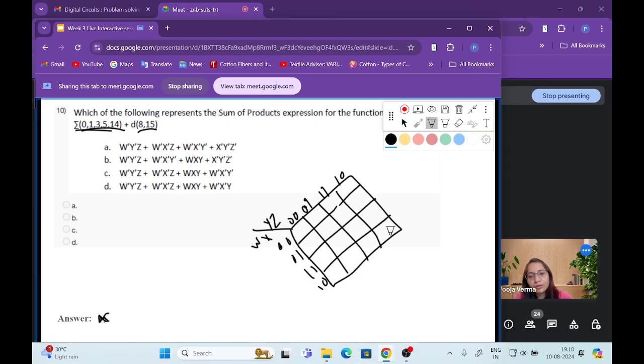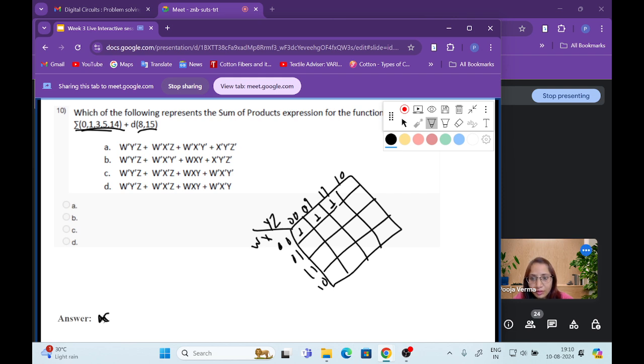Okay. So that means 0, 1, 2, 3, 4, 5, 6, 7, 8, 9, 10, 11, 12, 13, 14, 15. Just map with the places. So 0, 1. In these places there are 1s. So at 0, this one is 0. Then this one is 1. In these places there are 1s.